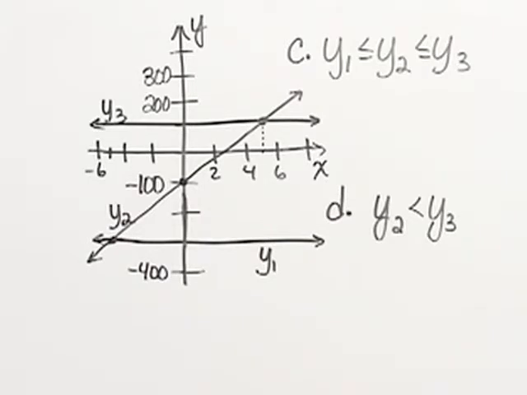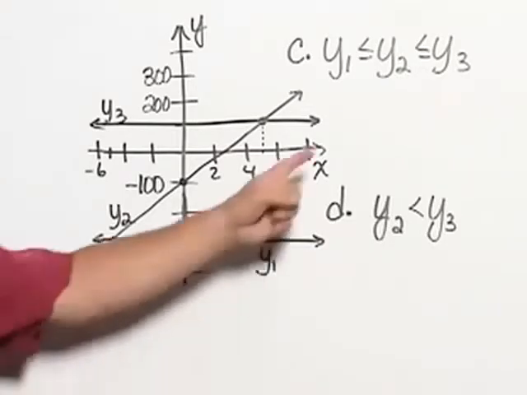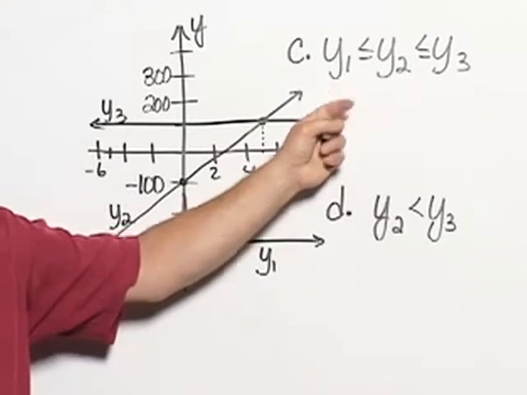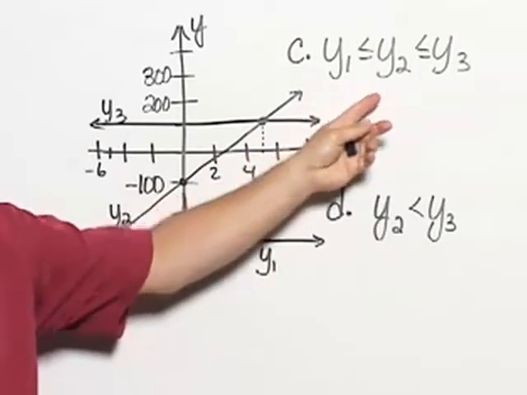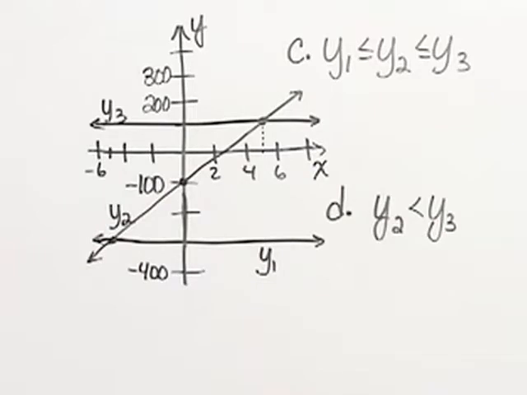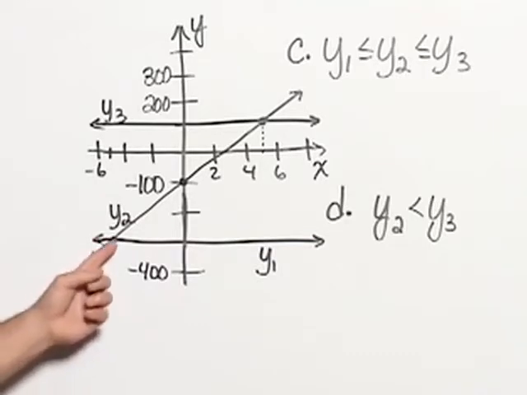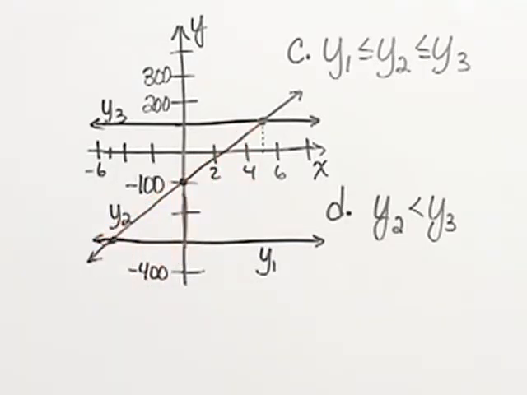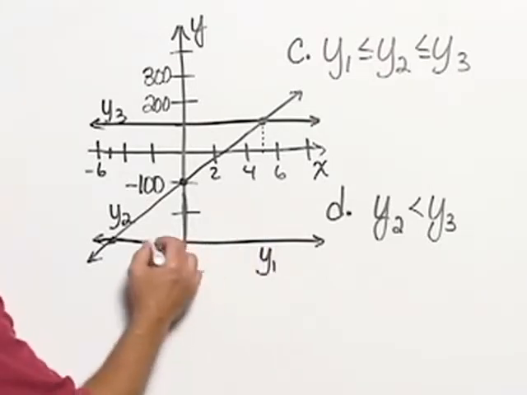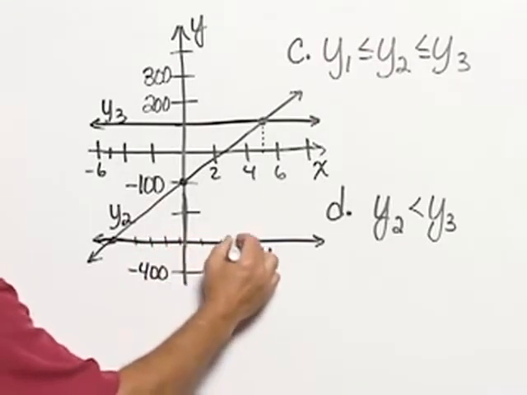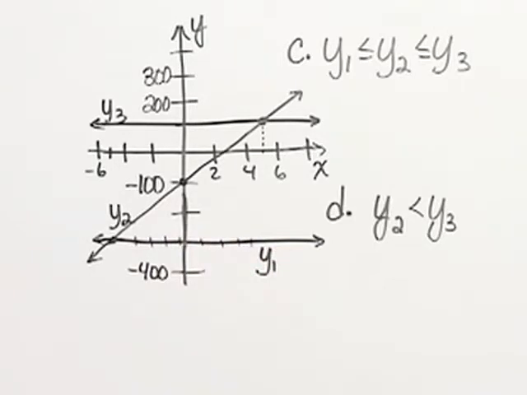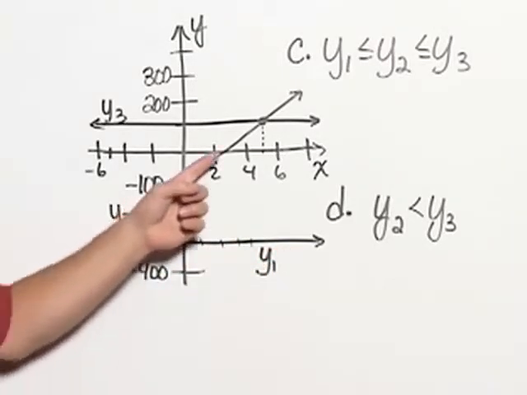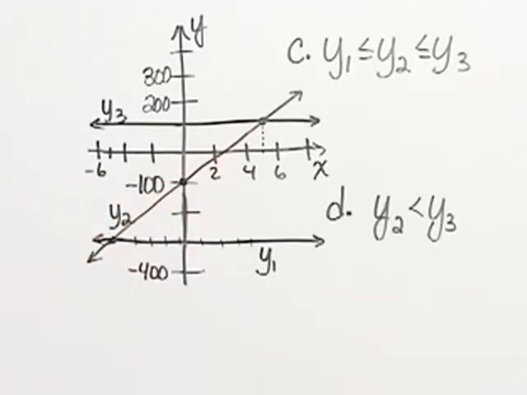For part C, we have y sub 1 is less than or equal to y sub 2, which is less than or equal to y sub 3. So what we're interested in here is, when is y sub 2 greater than or equal to y sub 1? Or alternatively, when is y sub 1 less than or equal to y sub 2? So notice that y sub 1 is this horizontal line, and y sub 2 is this diagonal line. And in this case, where we have these values along here, y sub 1 is actually less than y sub 2. So when we get to this point right here, they're equal.